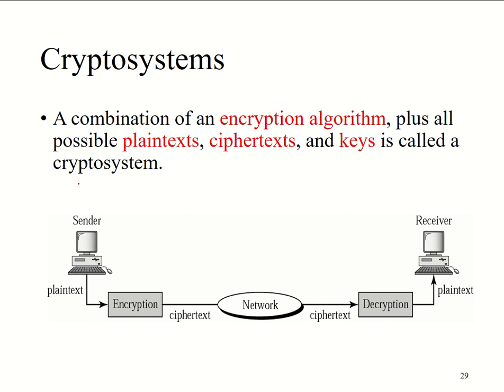Now, if you want to send a message, A is a sender and B wants to receive the message. So A has a text, we call it plain text. This is the components of the cryptosystem. Remember this, components of the cryptosystem. First we have the plain text, you write your message, and then you give it to the encryption algorithm. The encryption algorithm will use what? Will use a key. This is a key, right?